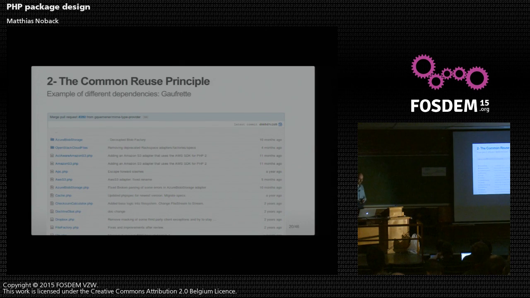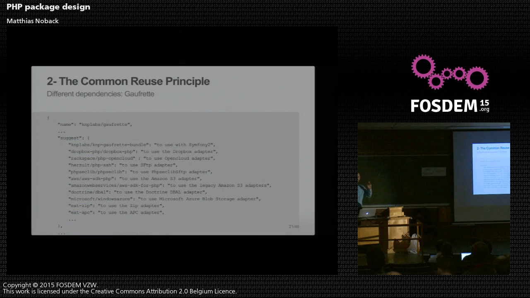And make sure that you don't lie about dependencies. Or, I mean, it sounds a bit harsh for me to say lie, but this is a way that you can use the package definition file for PHP, the composer file. Instead of saying, I require these packages for those particular adapters, this package says, I suggest you install several other packages in case you want to use the Dropbox adapter, for instance. And this is totally not true. I mean, the code in the package cannot be executed without these dependencies. So these are not really suggested or optional dependencies. They are actual required dependencies.